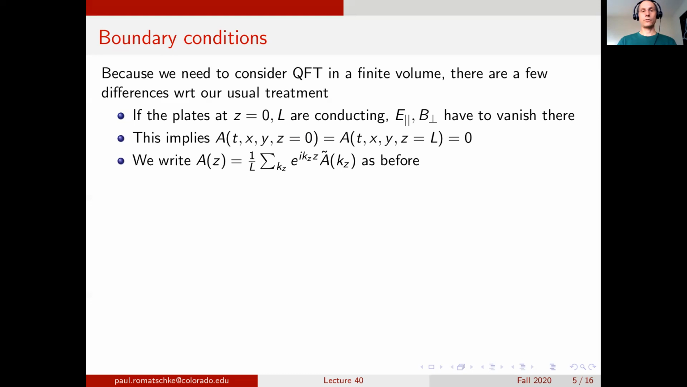If we do a usual Fourier transformation, writing now only the direction in which we are interested, namely only the z direction, we can write the gauge field as 1 over the length of the direction, 1 over L, times the sum over the wave vector in the z direction, e to the i k_z z, times the Fourier components in this direction. For now, all the other directions remain unchanged, so we only concentrate on the one direction where we expect a difference.